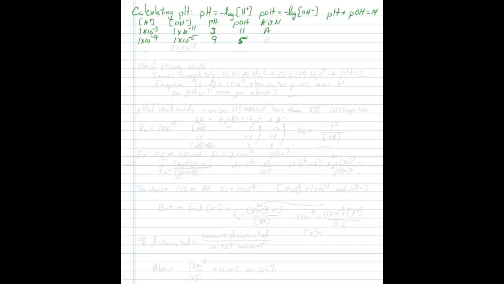Now, if one of these values was not 1, you'd have to use your calculator. 1 times 10 to the negative 14th divided by this would give you that number. The negative logarithm of this would give you the pOH and whatnot. Here the pH is greater than 7, so this would be a base.